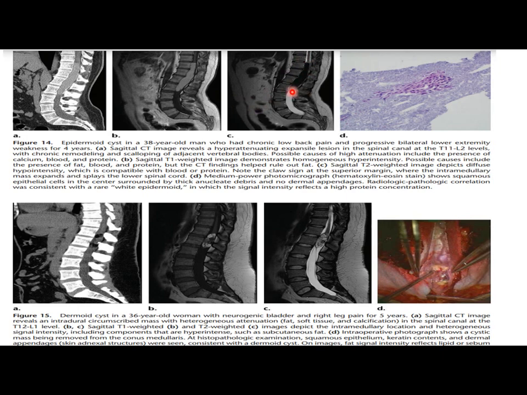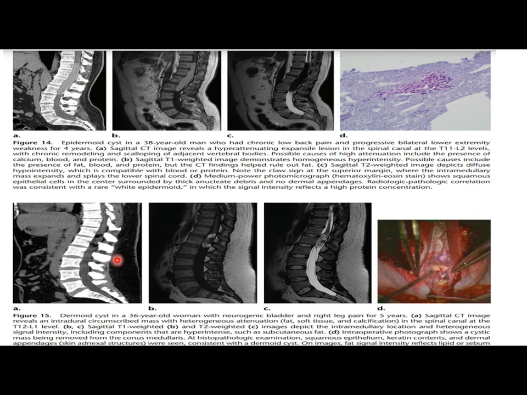Is it due to blood content, I think? Protein content, yes. So it's hyperdense on the CT scan because of the high protein content. On the MRI, it's hyperintense on T1 and hypointense on T2, because of its high protein content. Okay. While here, what's the difference with this one?